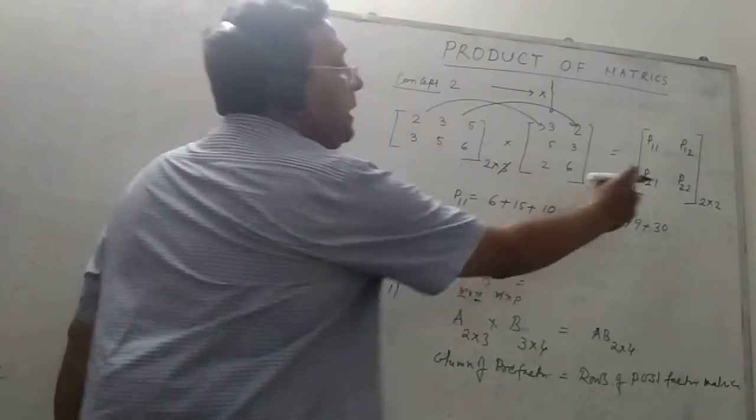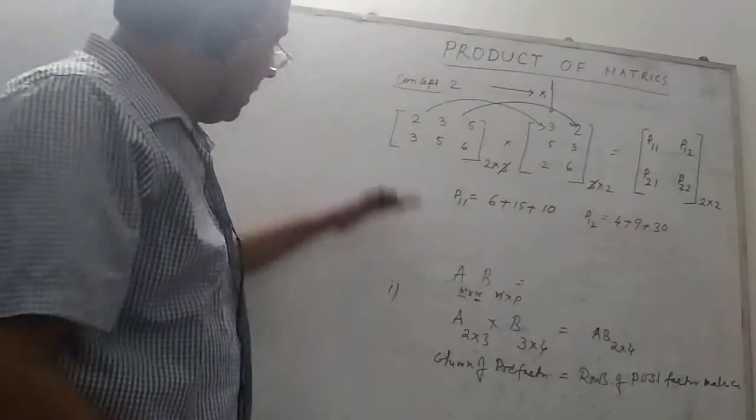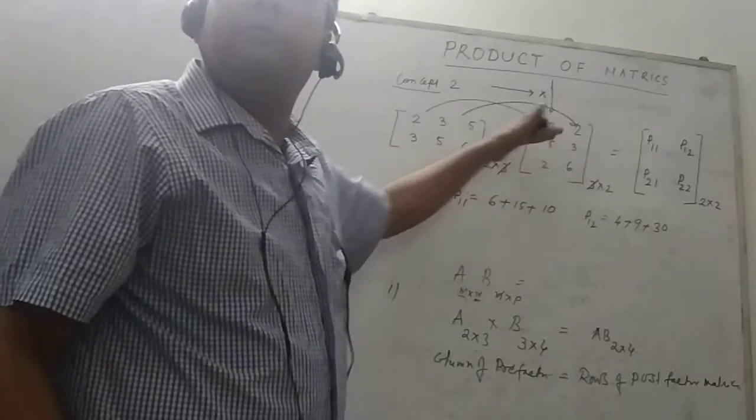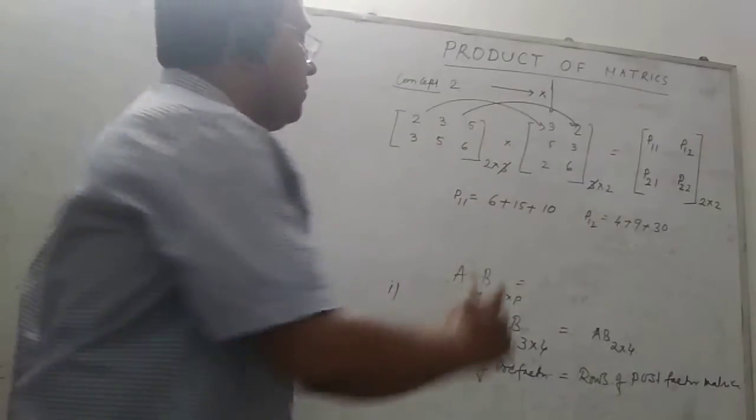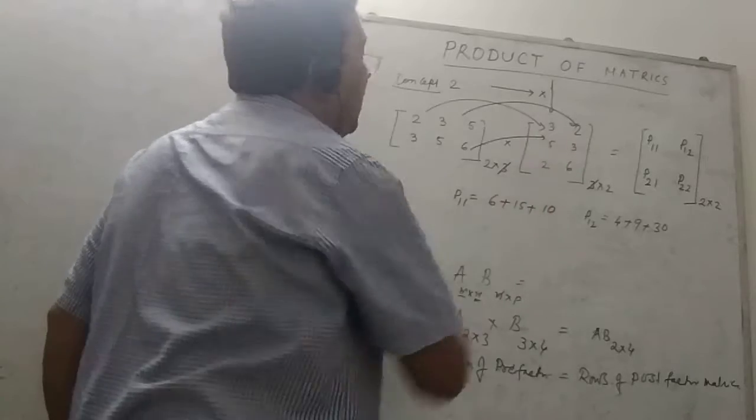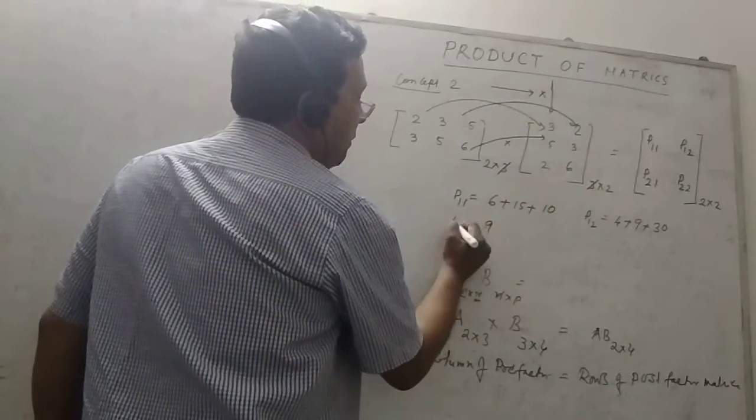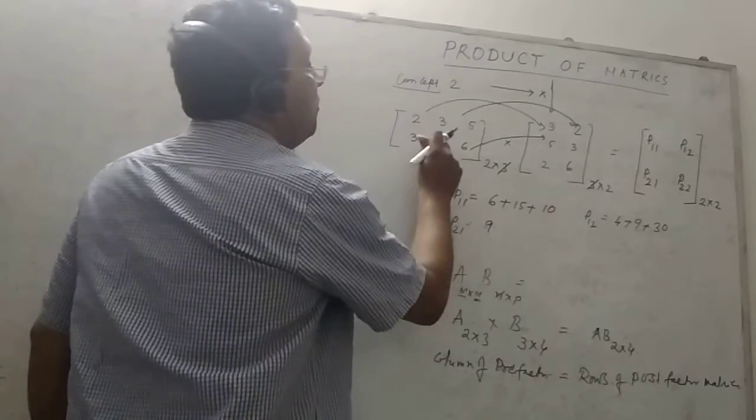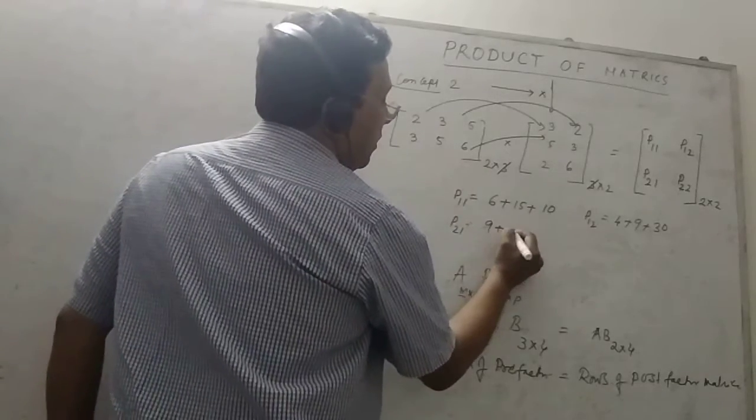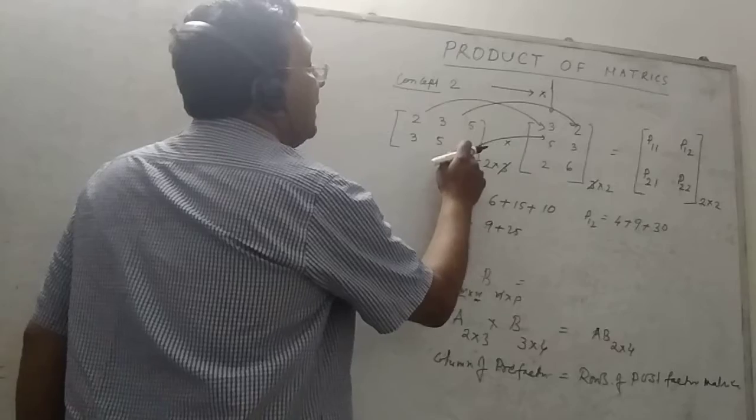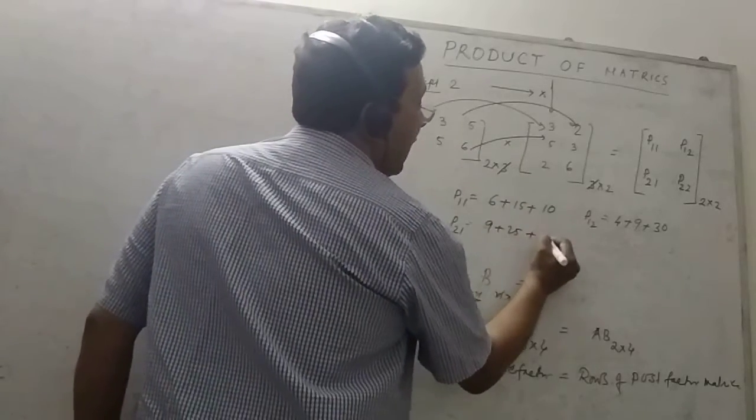Next is P21. P21 means second row and first column. If I multiply the second row and first column, I should write 3 into 3, 9. P21 is equal to 5 into 5, 25, and 6 into 2, 12.